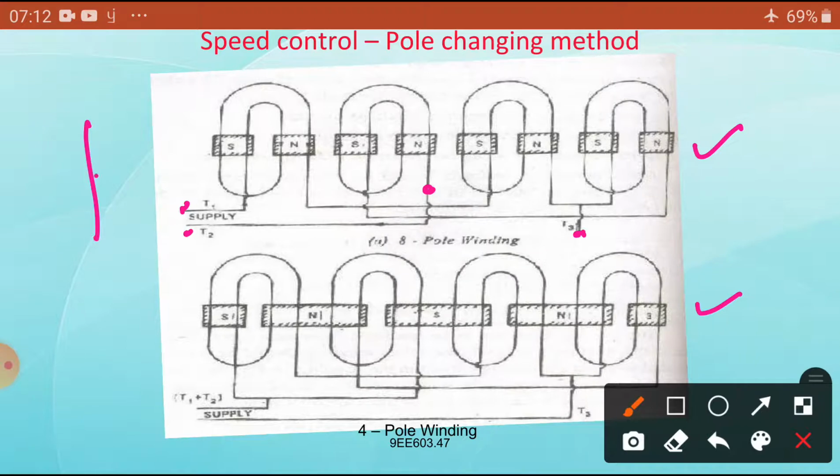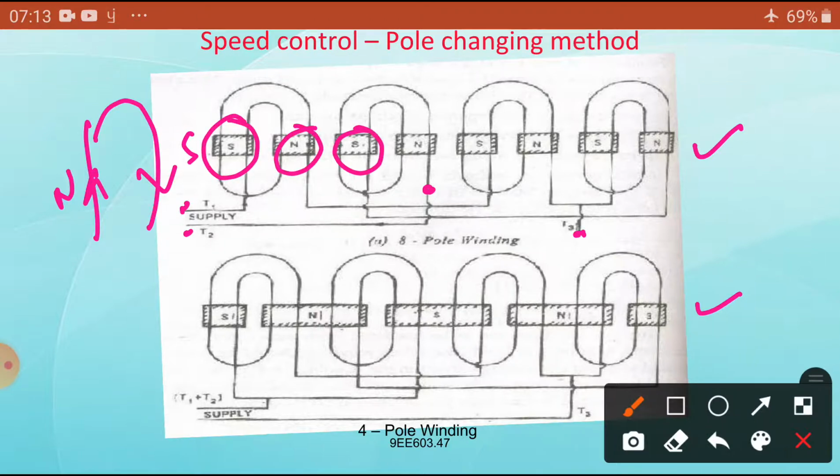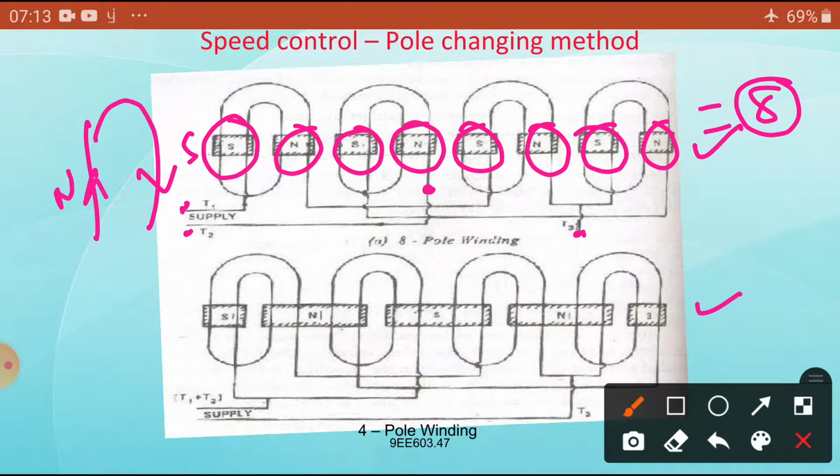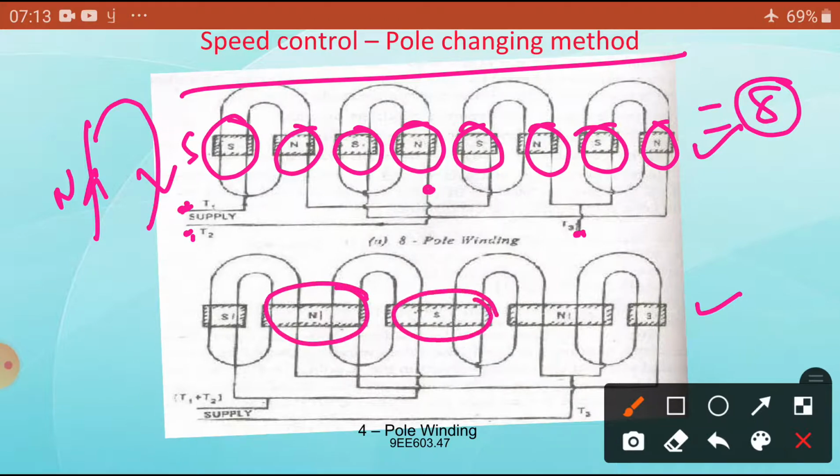For example, with the current direction, this is the north pole, and simultaneously it is coming to the south pole. So you can see here 1 pole, 2, 3, 4, 5, 6, 7, 8. This is an 8 pole machine. Now, the same winding, connecting the terminals in another fashion, then what will happen? This is the north pole, this is the south pole, this is the north pole, and this is the south pole. How many poles? P equal to 4 poles.